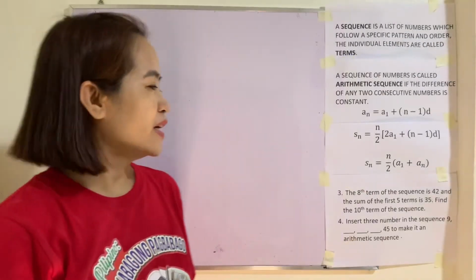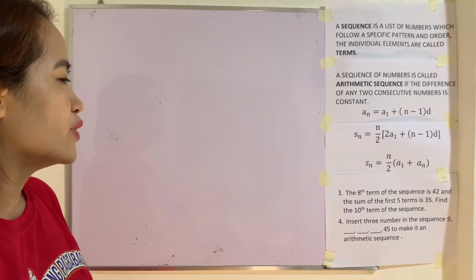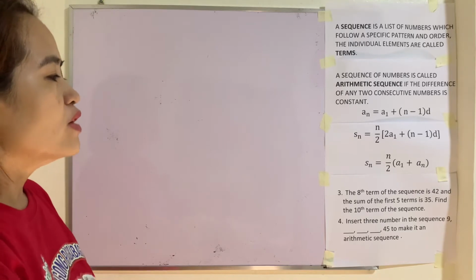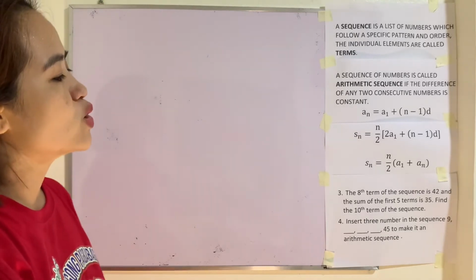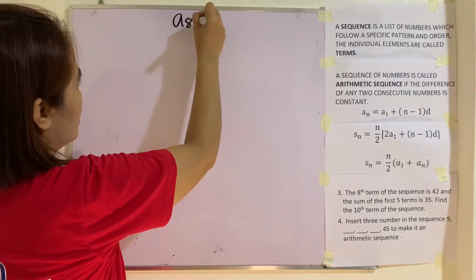Example number 3. The 8th term of the sequence is 42 and the sum of the first 5 terms is 35. Find the 10th term of the sequence. So we have A sub 8 is 42.